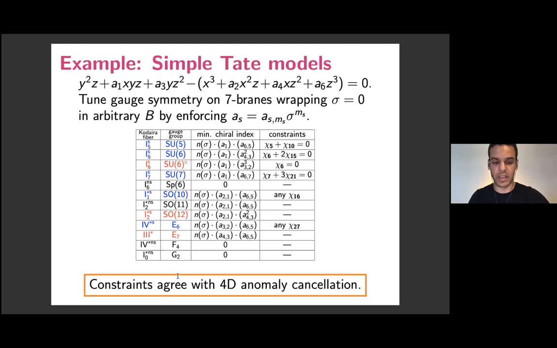So here's a table of results for various simple gauge groups. One of the interesting and perhaps satisfying results that we observe from looking at all of these different examples is that the constraints that we find on the chiral indices agree completely with Fourier anomaly cancellation.